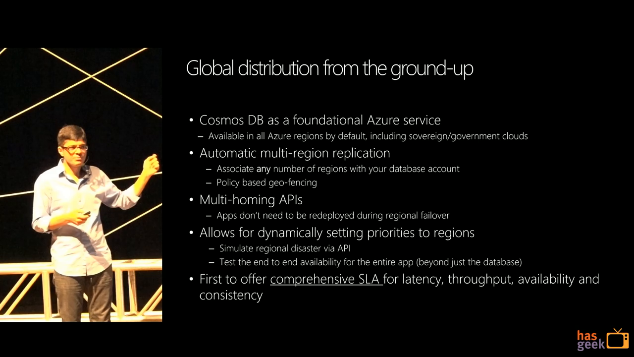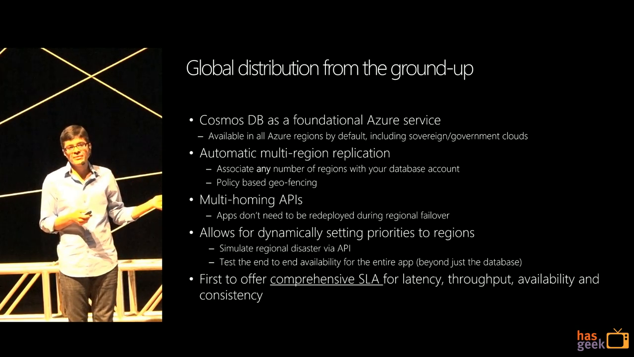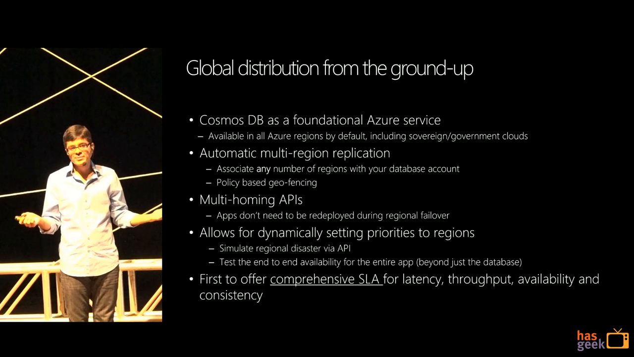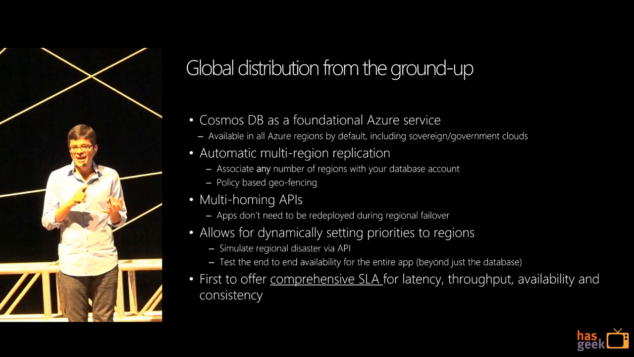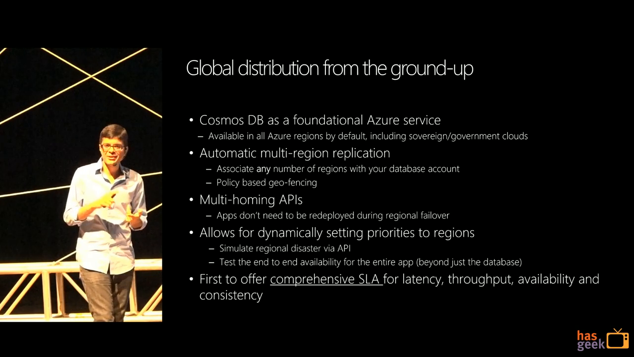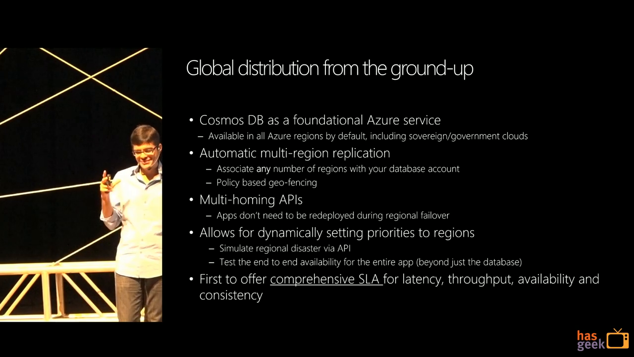Finally, one of the crucial elements of this is giving SLAs not just for high availability. When you are a globally distributed database, as we learned, you have to give SLAs for high availability, low latency at the 99th percentile, consistency, as well as throughput. These are the four dimensions. High availability, consistency, low latency, and throughput are the four different legs of the globally distributed database stool.